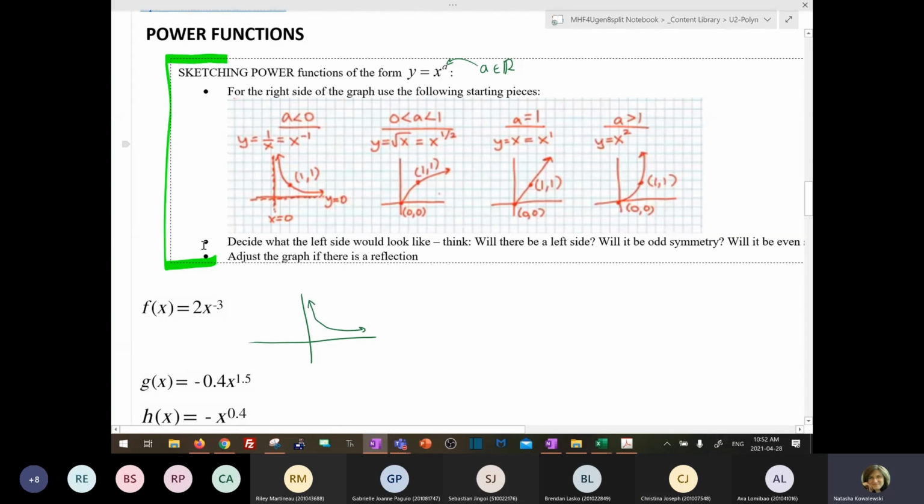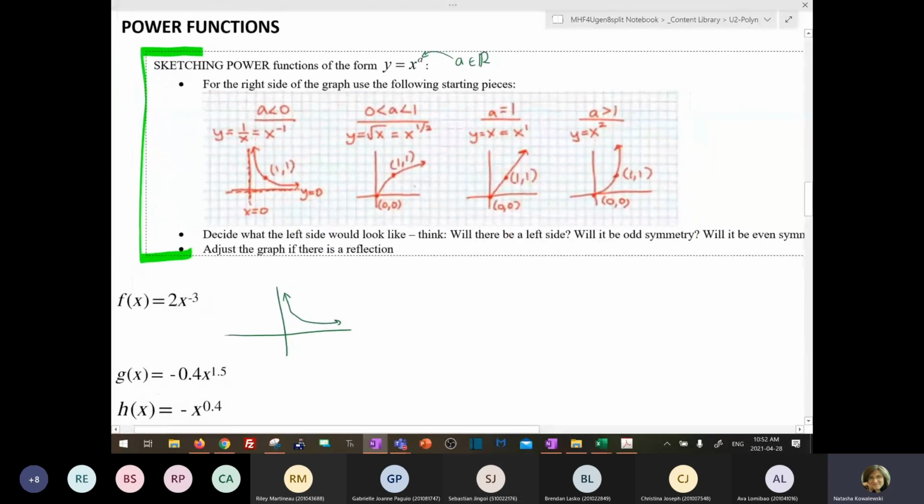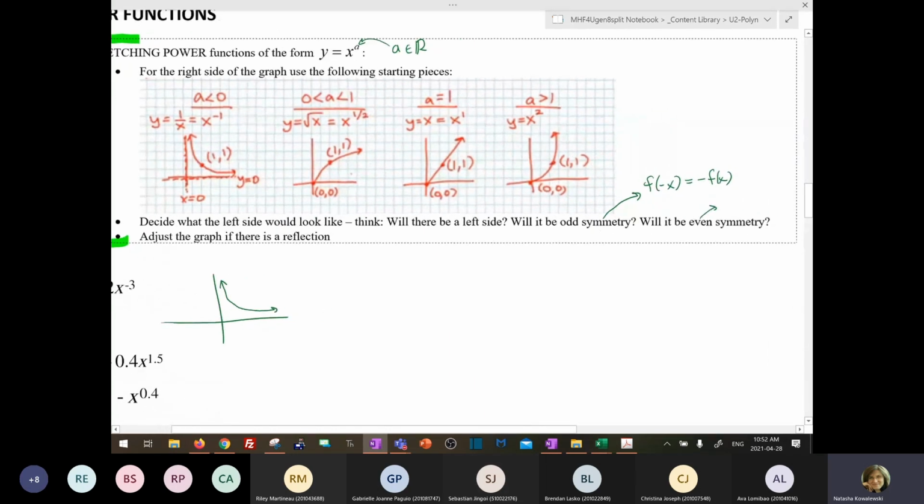Then step 2, decide what the left side will look like and think the following. Will there even be a left side? And if there will, will it be odd symmetry or even symmetry? The way to figure out whether something is odd or even symmetry, recall in the last unit, we plugged a negative into the function and verified if it was equivalent to the negative of the original. And for even symmetry, if we plug a negative in, we would get the original function back without any extra negatives.